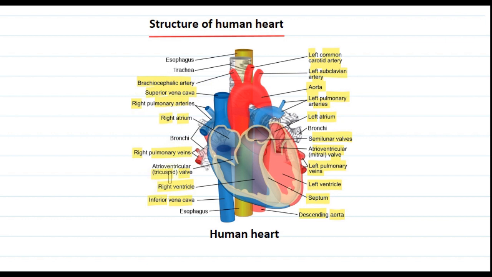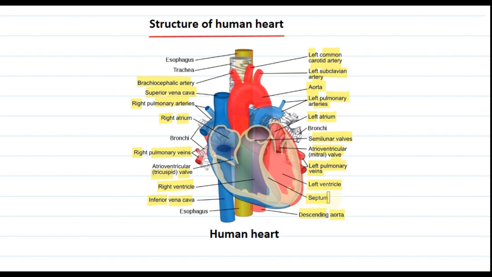Then there is the tricuspid valve, which is located between the right atrium and right ventricle, and these valves make sure that blood always flows in a forward direction from the right atrium to the ventricle. Then there is the descending aorta, which is a part of the aorta and it runs down the chest and the abdomen.